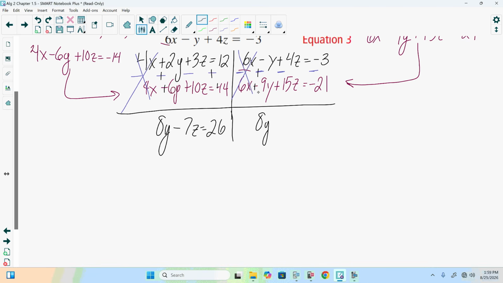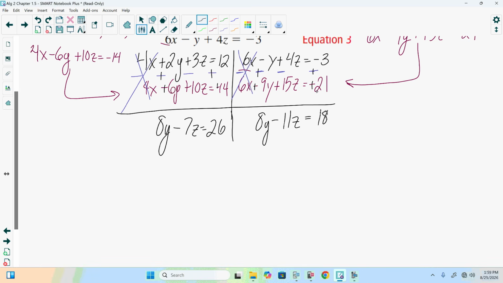4z minus 15z. 4 minus 15. Almost. Negative 11. Z. Lastly, we have negative 3 minus negative 21. Positive 18. Negative and negative make a plus, so negative 3 plus 21, 21 minus 3, positive 18.